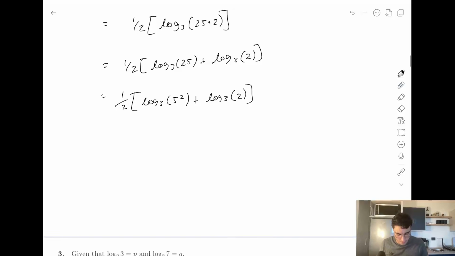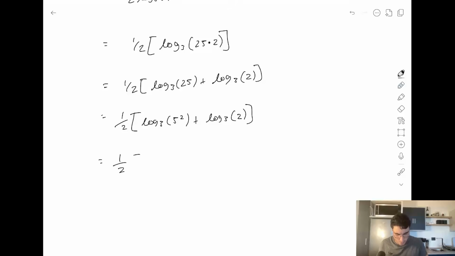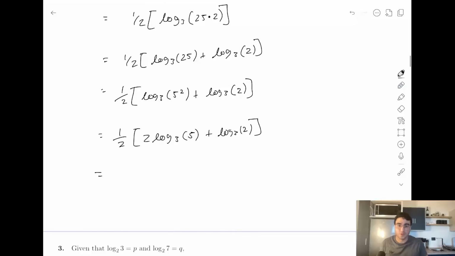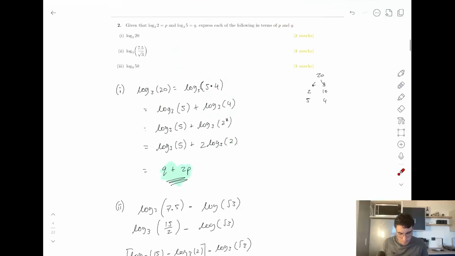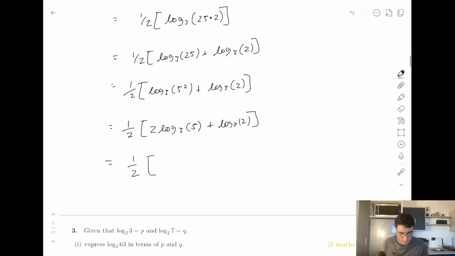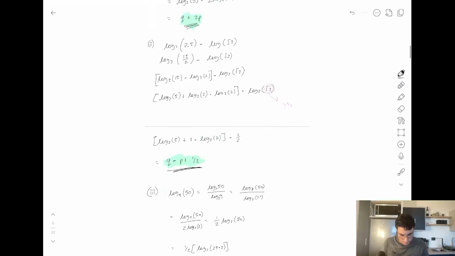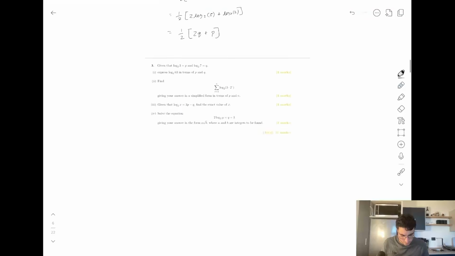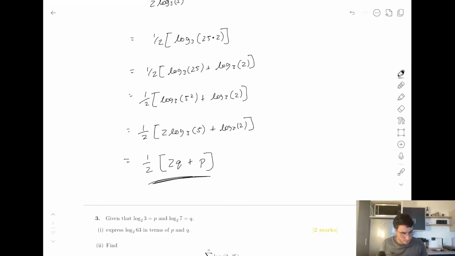Okay, log 3 of 2 there. Which means, using the power rule, 2 log 3 of 5, plus log 3 of 2. Okay, now we are getting somewhere, guys. So what does that mean? We're going to get a half of 2 log 3 of 5, which was q, so 2q, and then plus p, since p is log 3 of 2. That's going to be the final answer there, guys.